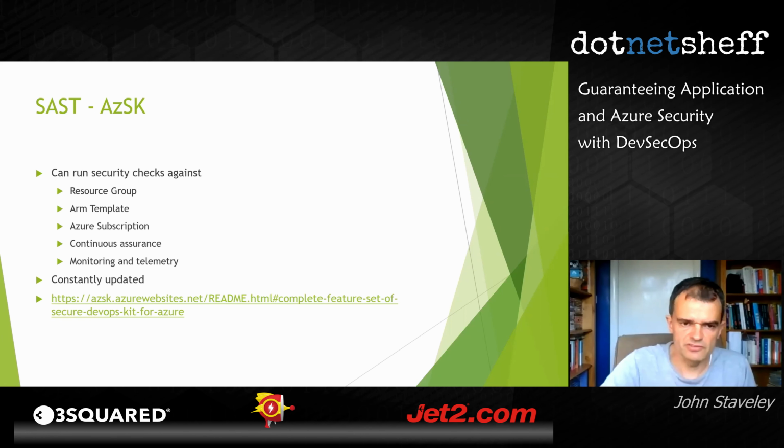Now we'll move on to checking our platform. The Azure Security Kit can run security checks against your resource group, that is your deployed ARM template, what you use to set up your Azure subscription, and also provide continuous assurance, monitoring, and telemetry. Now, I've used the first three extensively. I've not used the last two, so don't ask me any questions about that.